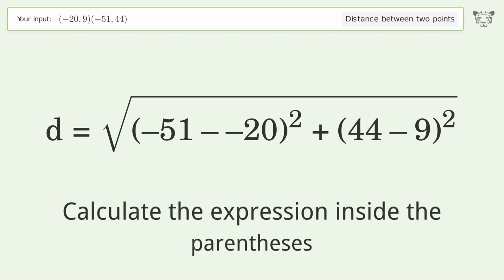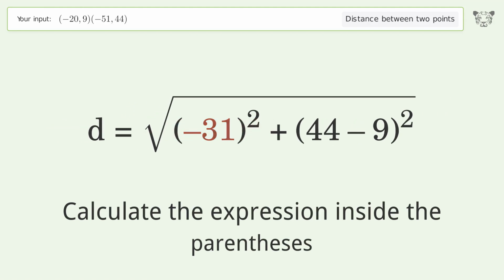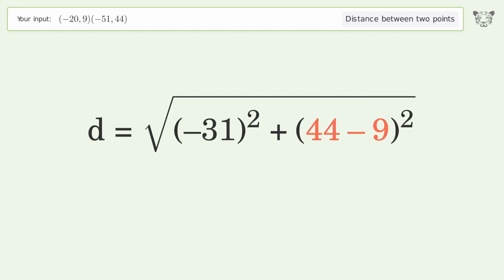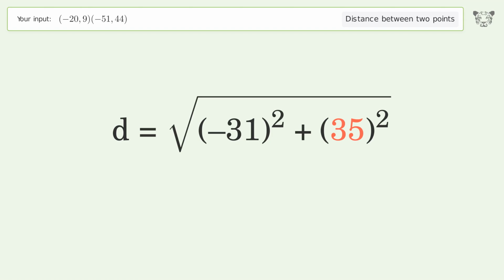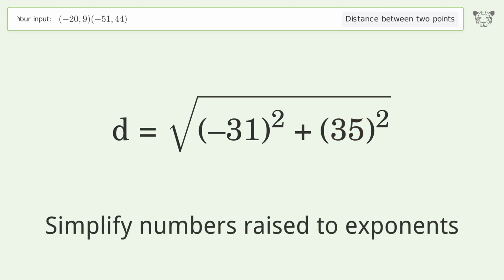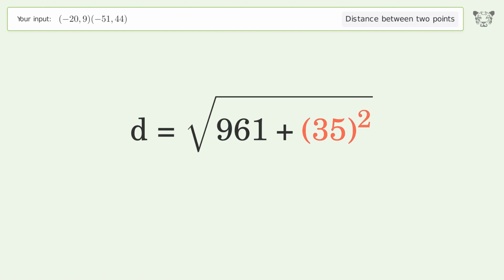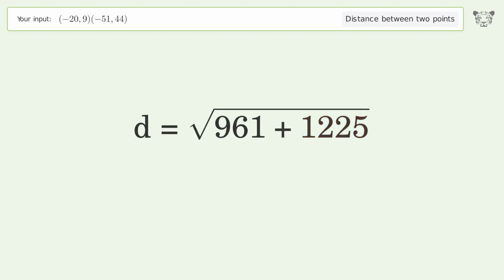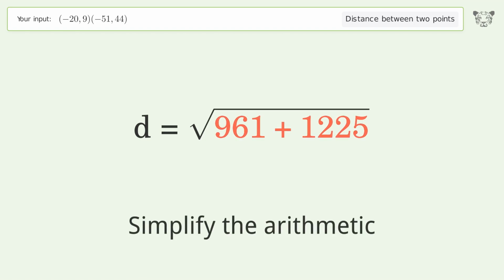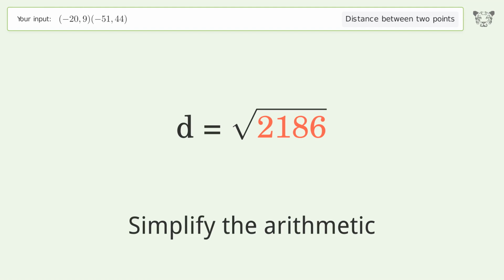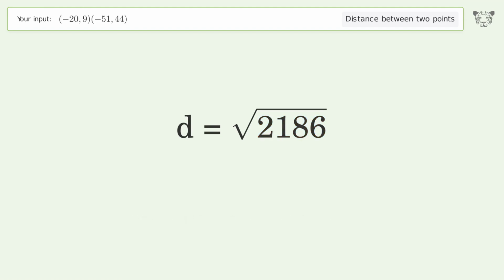Calculate the expression inside the parentheses. Simplify numbers raised to exponents. Simplify the arithmetic. And so the distance between the 2 points is the square root of 2,186, or 46.755.